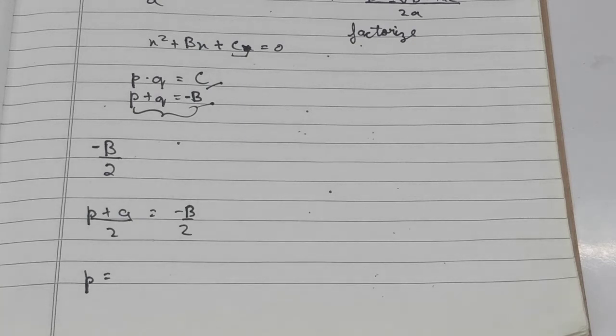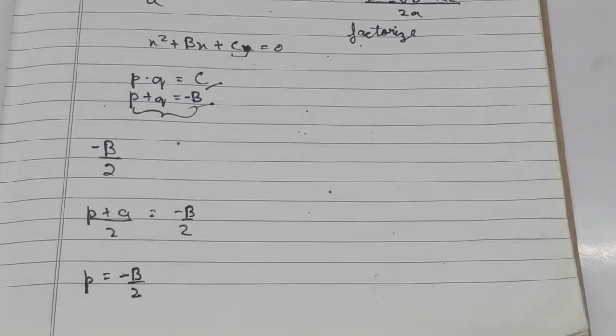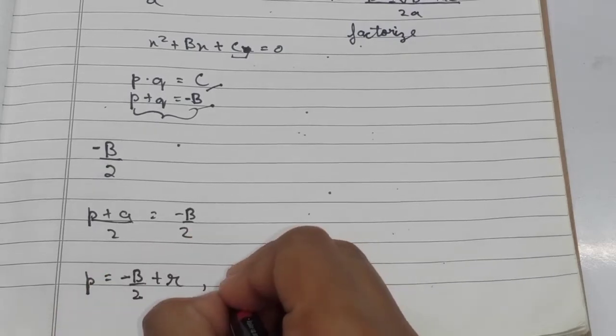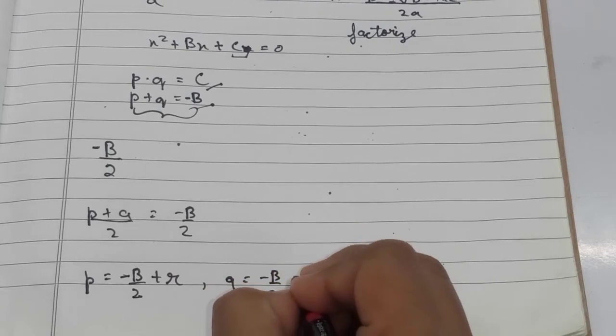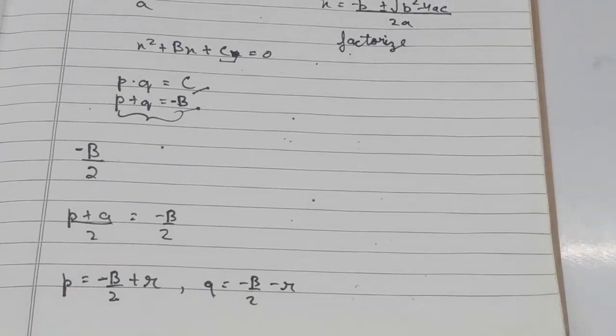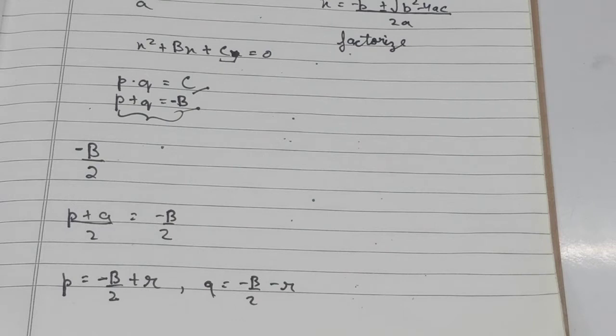What I mean is that p is equal to minus b upon 2 plus some number r. And q is also equal to minus b upon 2 but in the opposite direction of r. Okay, I hope you get it. So if we add minus b upon 2 plus r to minus b upon 2 minus r, we still get minus b. Okay, so we got two numbers p and q.